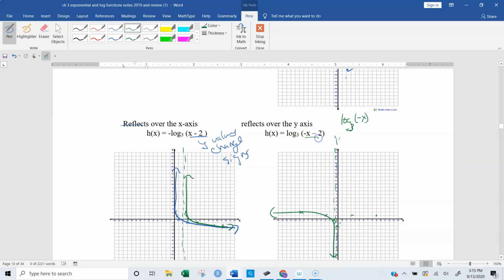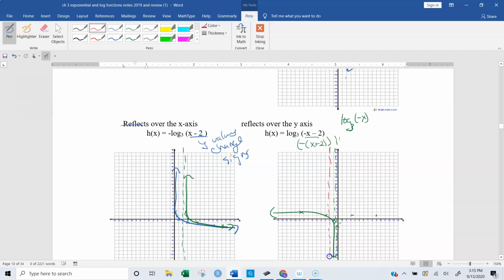Now, this move is tricky because this does not mean -2. This is really negative. You have to factor that out, x plus 2. That is what we're taking the log of, the negative of this graph. So this is technically moving left 2. So we're going to go 2 left. I should get another color. And we're going to put in our asymptote.